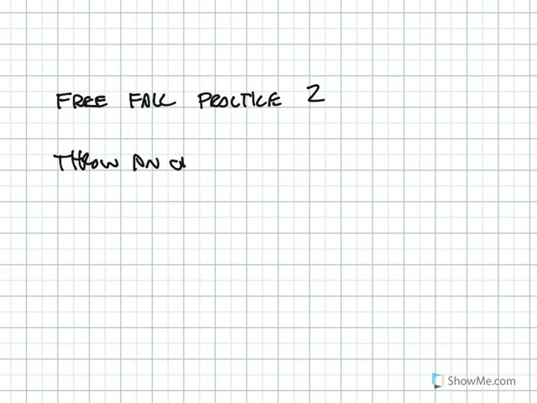Okay, let's work some more free fall here. These are free fall practice 2. And so for these problems, we're going to toss something up in the air. So throw an object, a ball, up. Right? That's it. Straight up, since we're still talking about motion in one dimension. So let's analyze the motion of something that has been tossed straight up in the air.